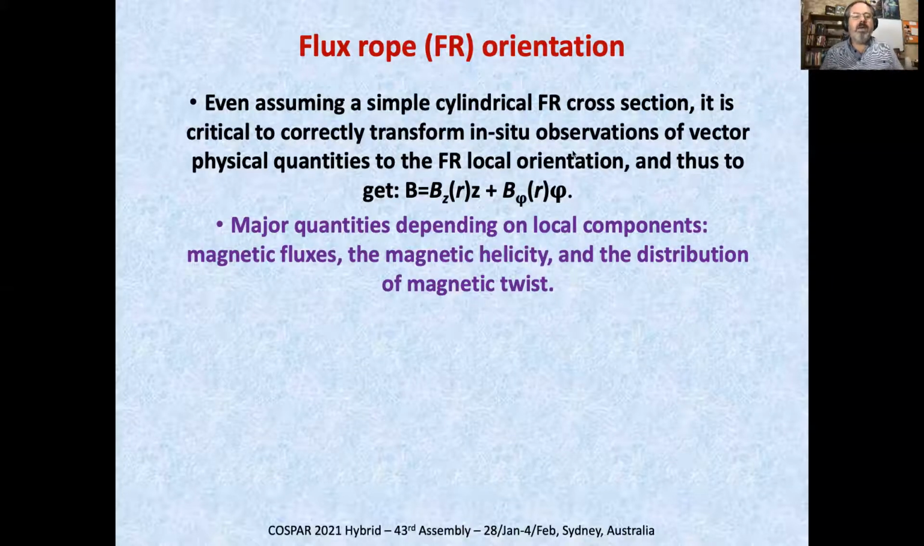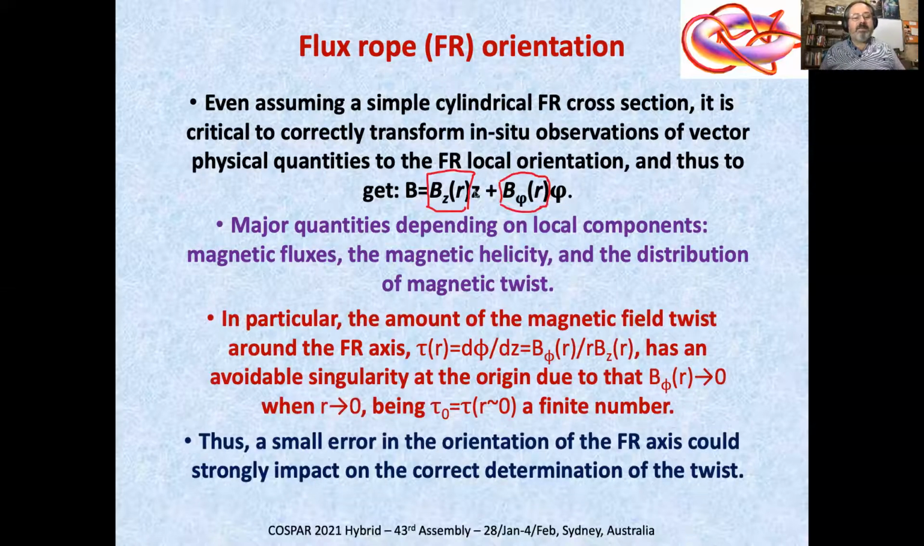For instance, if we take a very simple cylindrical flux rope cross-section, it is critical to correctly transform in situ observations of vector physical quantities to the flux rope local orientation, and get these quantities: the axial and the azimuthal components of the magnetic field in the proper frame. Major quantities depend on the local components. For instance, as I said, magnetic fluxes, magnetic helicity, and the distribution of the magnetic field. Thus, these two quantities are key, in particular because these two quantities determine the twist distribution.